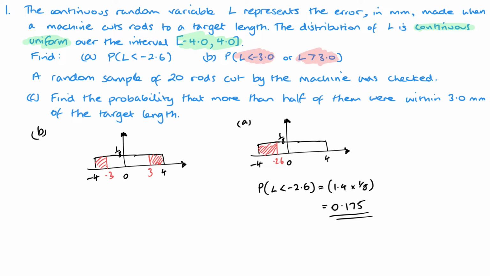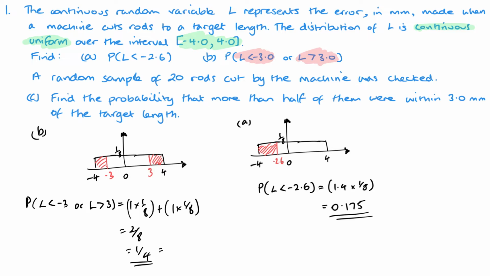So I want to write out my probability, the question. We're looking at the probability L is less than -3, or L is greater than +3. So 1 times 1/8 plus 1 times 1/8. That's going to give me 2/8 or 1/4. Again, I can write it as a decimal if you prefer. And as I said, parts A and B were very straightforward. Part C is where we expect it to be a little bit more challenging.